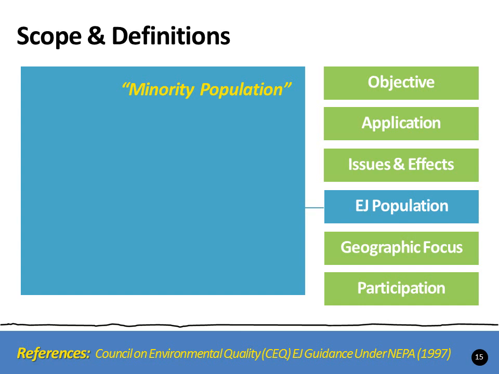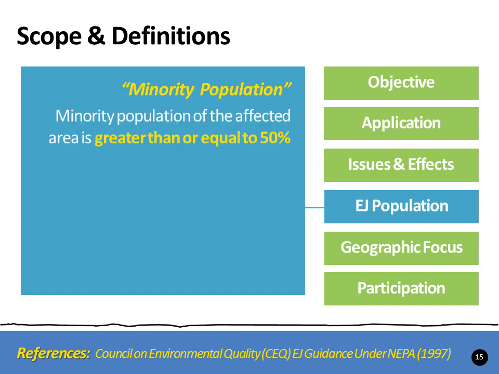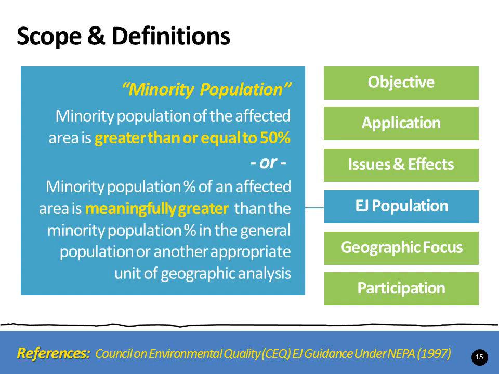There are 2 thresholds in the NEPA guidance to help determine what constitutes a minority population. The first is straightforward. The minority population of an affected area is greater than or equal to 50%. The second threshold is subjective. It provides that a minority population is present when the percentage minority of an affected area is meaningfully greater than in the general population or another appropriate unit of analysis, such as a reference community.